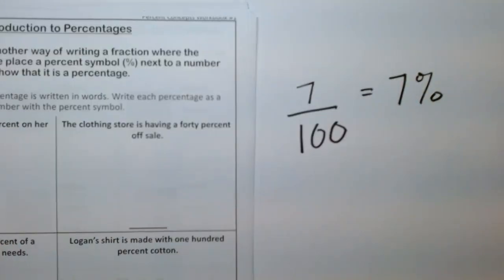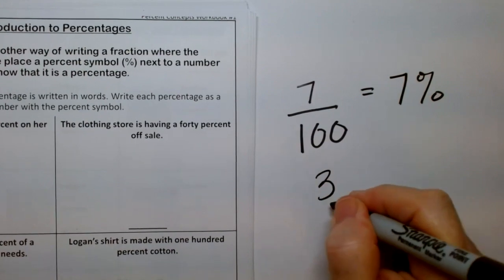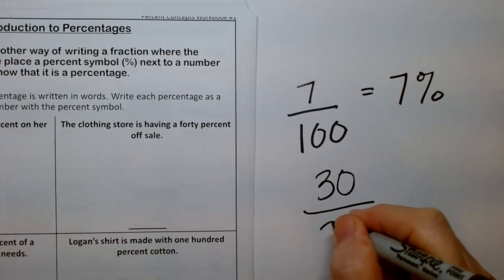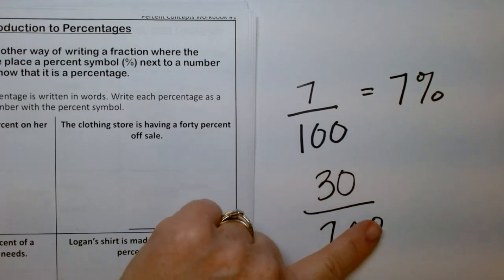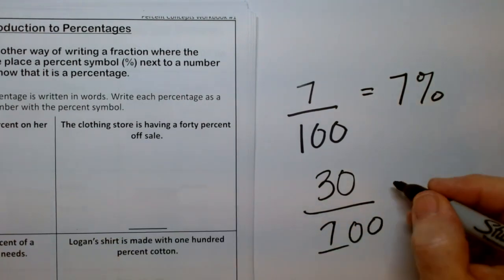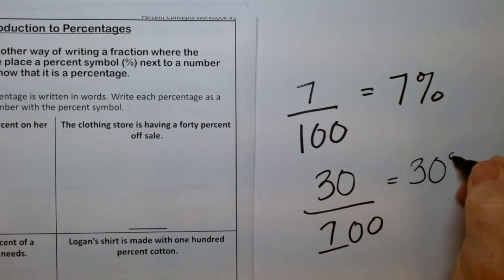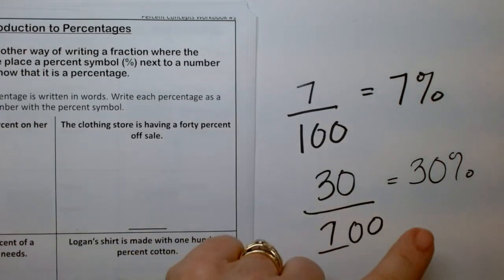Here, let's try another one. What if I said 30 over 100? It's 100 on the bottom, so we can cross that off. And then this would be 30%. Okay, so it's an expression of the fraction.